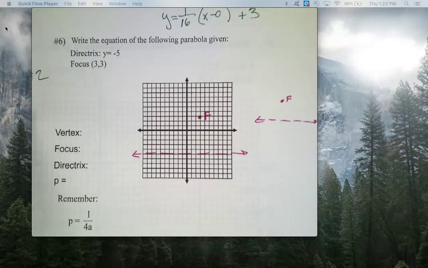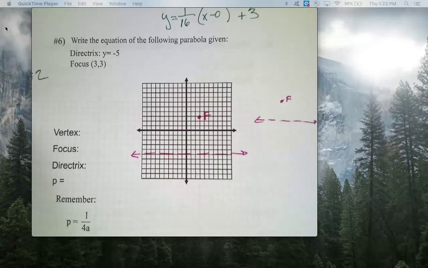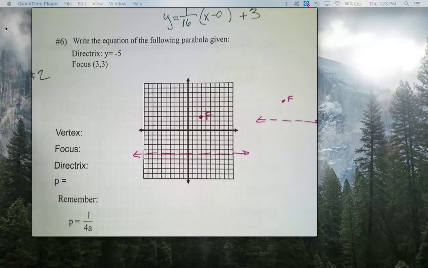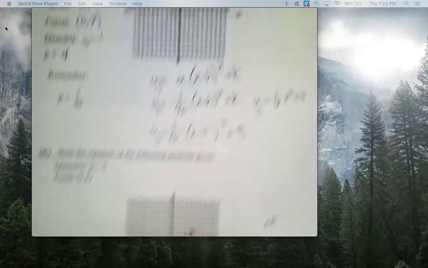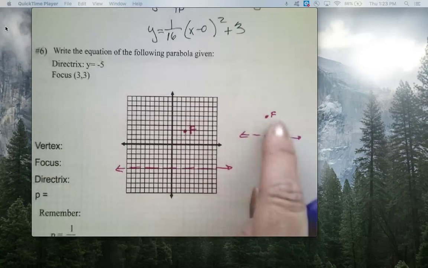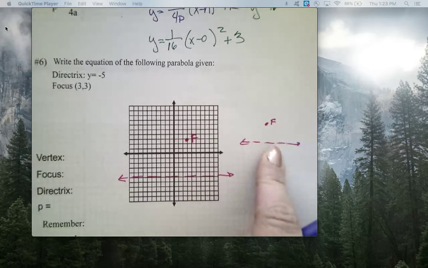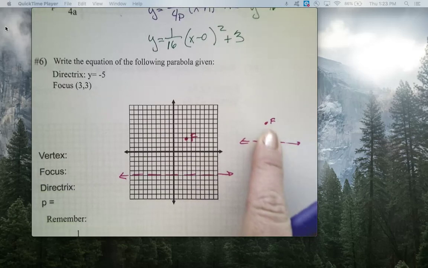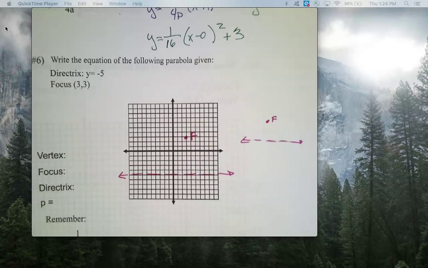All right, so I got us started. My first question, is it concave up or concave down? Come on, I need more voices. Is it concave up or concave down? Concave up, do we agree? All right, I like concave up. But now here's the catch. Number 5, I gave you the vertex and the directrix. Number 6, I gave you the focal point and the directrix. If I have the focal point and the directrix, would the vertex lie between the directrix and the focal point or outside of the focal point? Between or outside? Between, right?